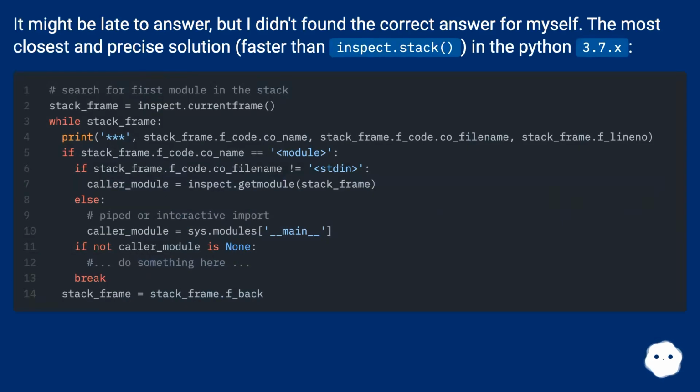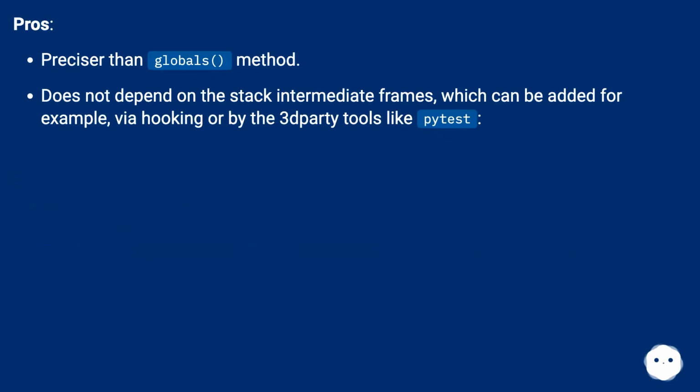It might be late to answer, but I didn't find the correct answer for myself. The closest and most precise solution, faster than inspect.stack, and works in Python 3.7.x. Pros: more precise than the globals method. It does not depend on the stack's intermediate frames, which can be added, for example, via hooking or by third-party tools like PyTest.